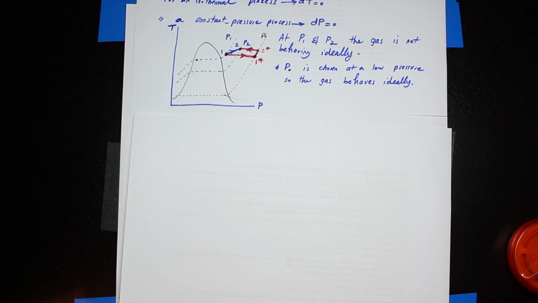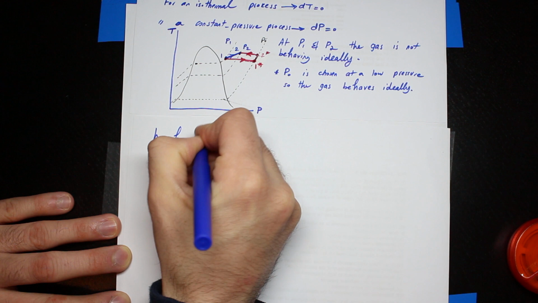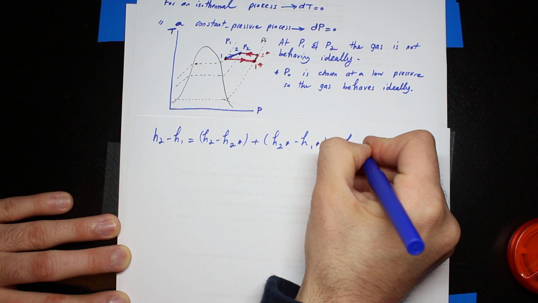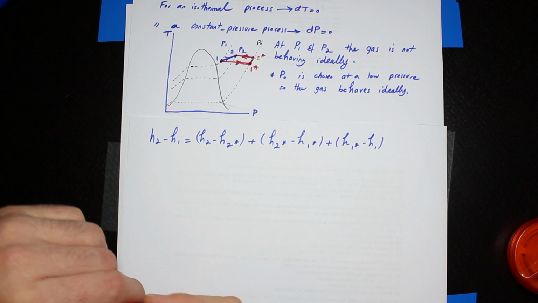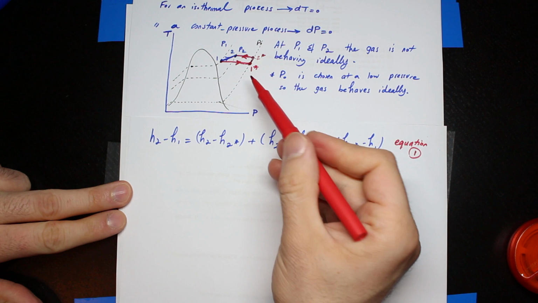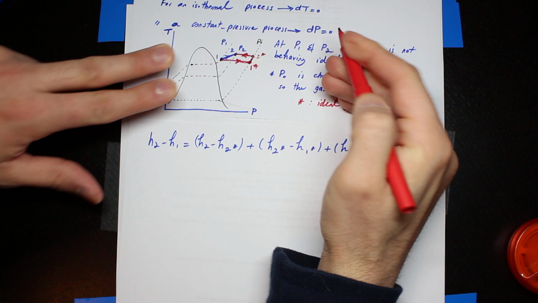So H2 minus H1, based on this diagram, is going to be H2 minus H2 star, plus H2 star minus H1 star, plus H1 star minus H1. Instead of going from 1 to 2 directly, I go through those red processes. Let me call this equation 1, because we already have a star and I want to keep it separate. This star that you see here represents ideal gas, so the gas is behaving ideally on the P0 constant pressure line.